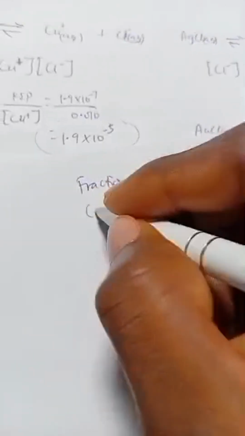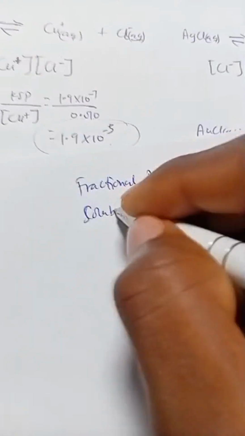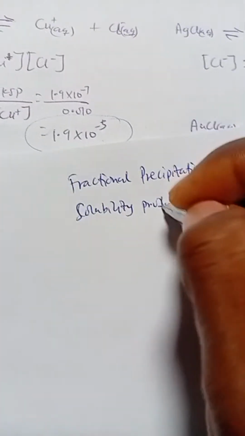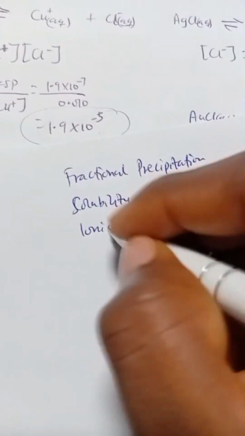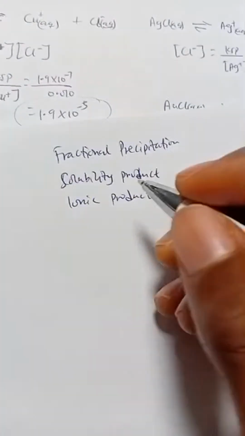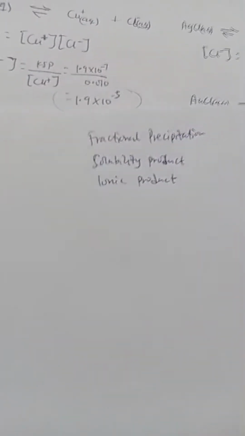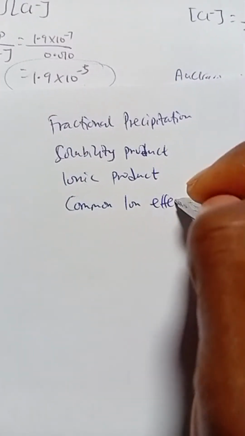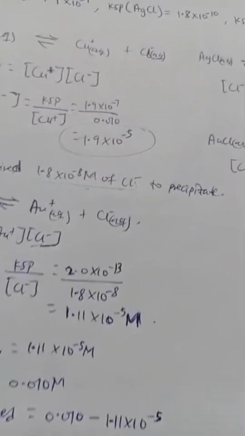So fractional precipitation. How to calculate solubility product. How to calculate ionic product. So these basic things. Yeah, and then the common ion effect. These are the high yield areas, and we covered all of them today.